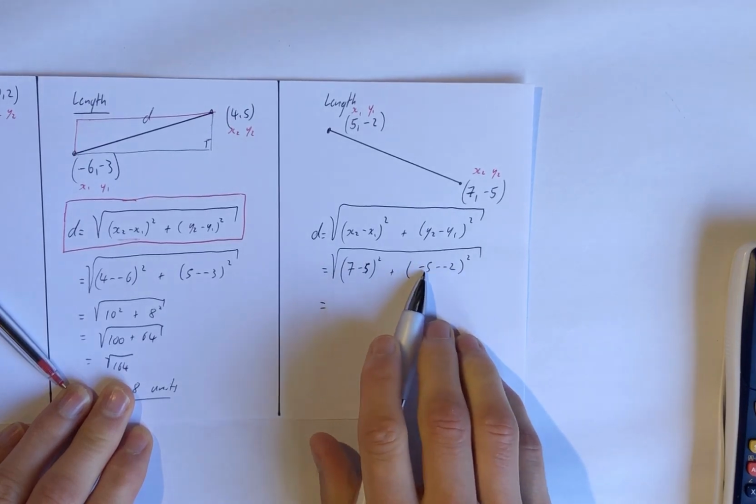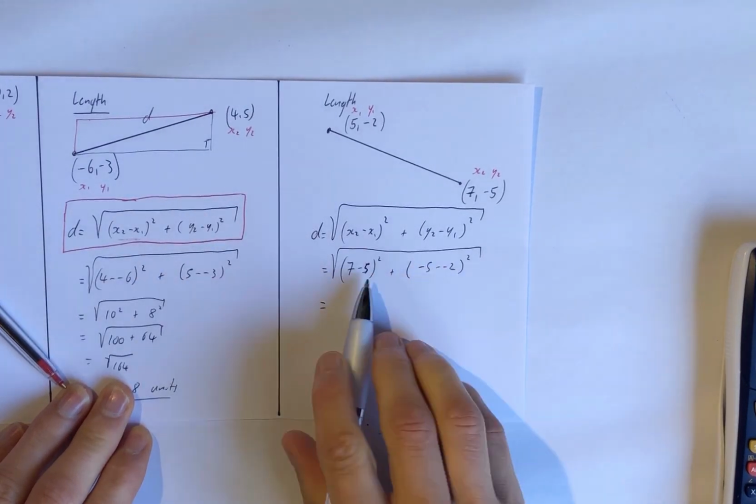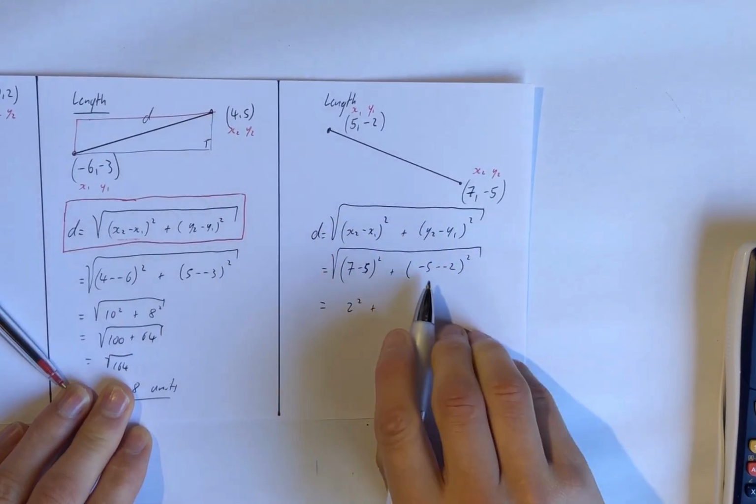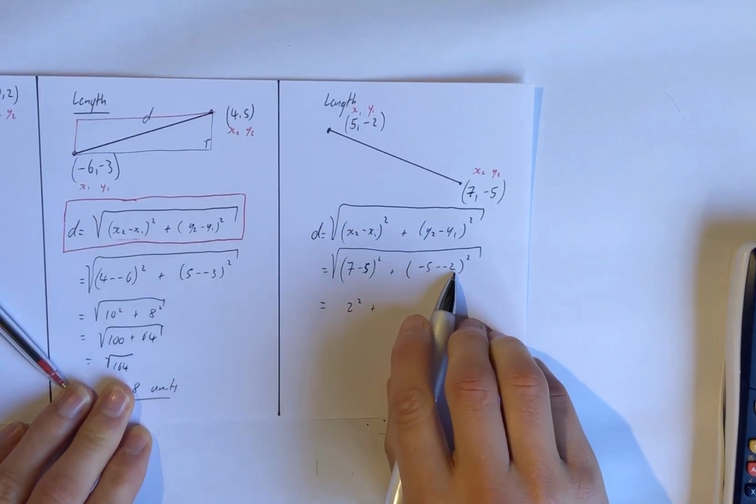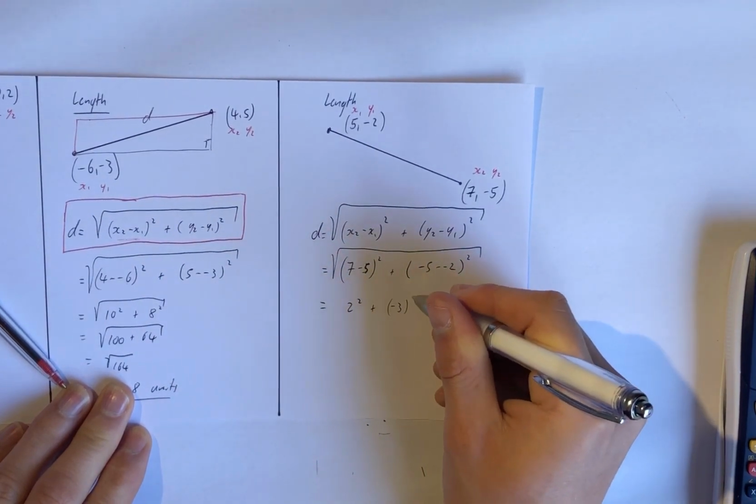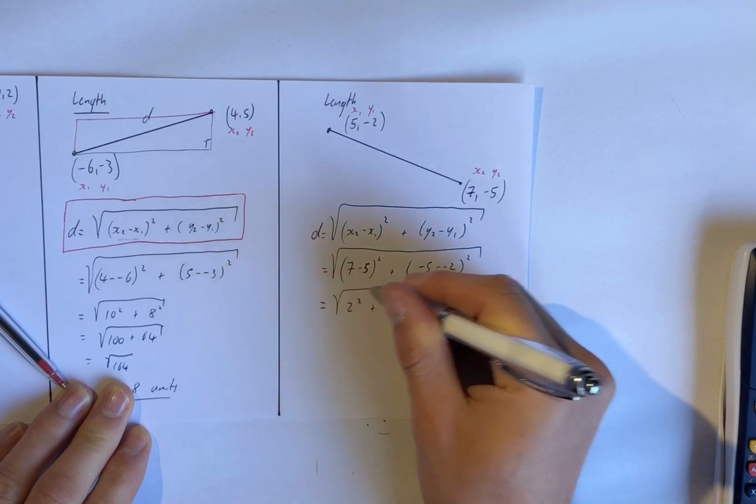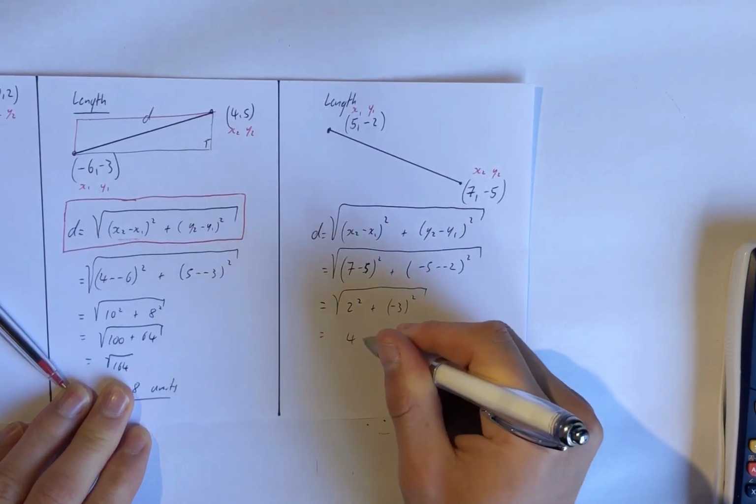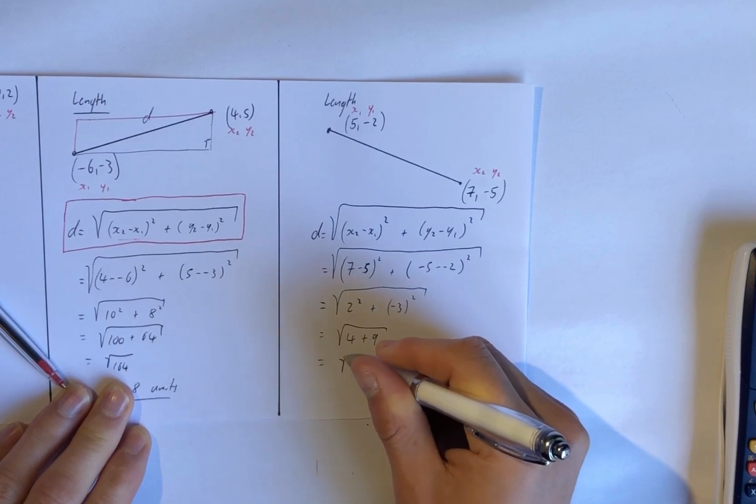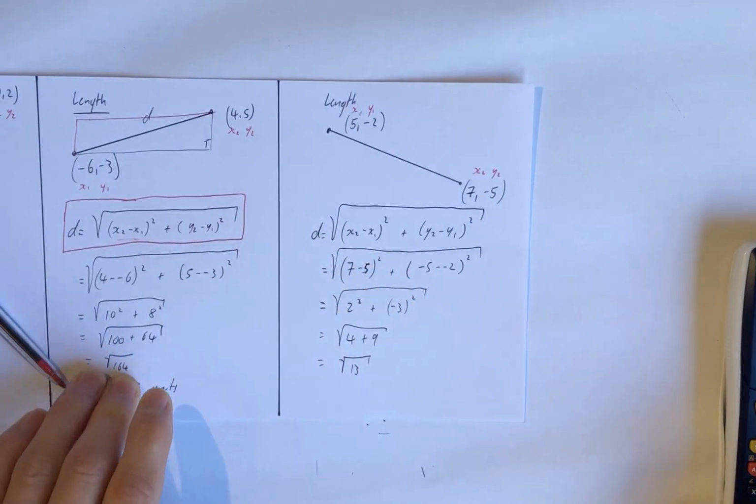It's just some of this simple numeracy stuff. So we can do this one really easy. 7 minus 5 is 2, 2 squared, plus we've got negative 5 plus 2, so that's going to be negative 3 squared, and this is all square rooted. So I've got 4 plus 9 square rooted, so we're looking at the square root of 13.